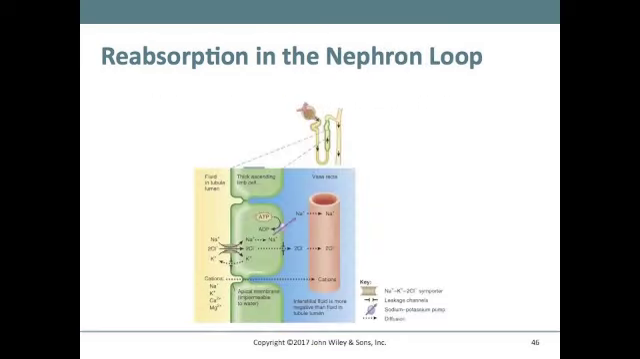And we can see this cartoon on page 1064, figure 26.15. This shows the sodium ion, potassium ion, and two chloride ion symporter in the thick ascending limb of the nephron loop. So cells in the thick ascending limb of the nephron loop have symporters that simultaneously reabsorb one sodium ion, one potassium ion, and two chloride ions.